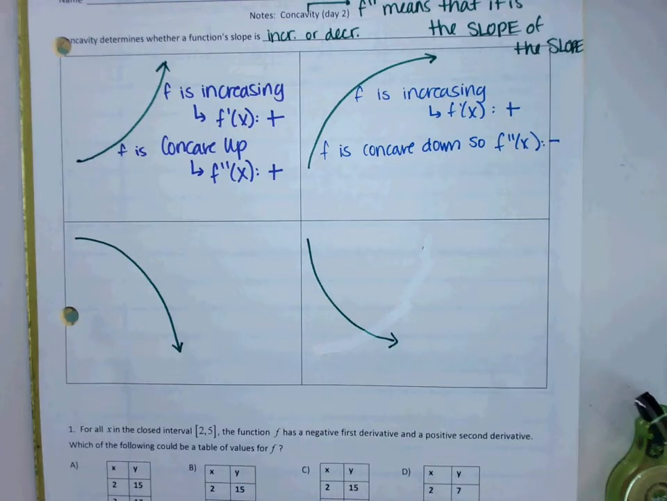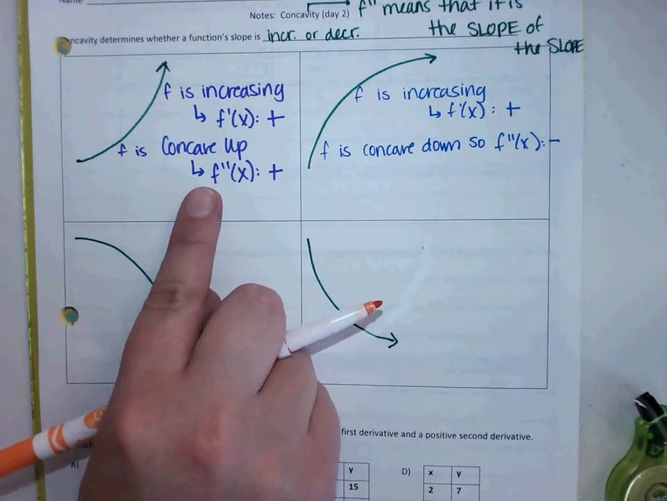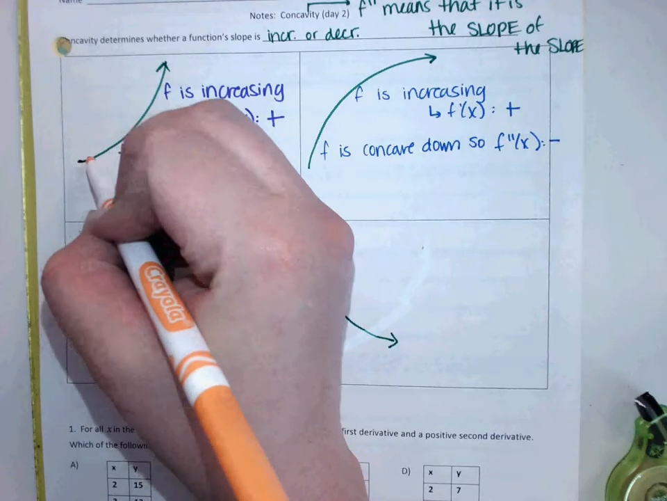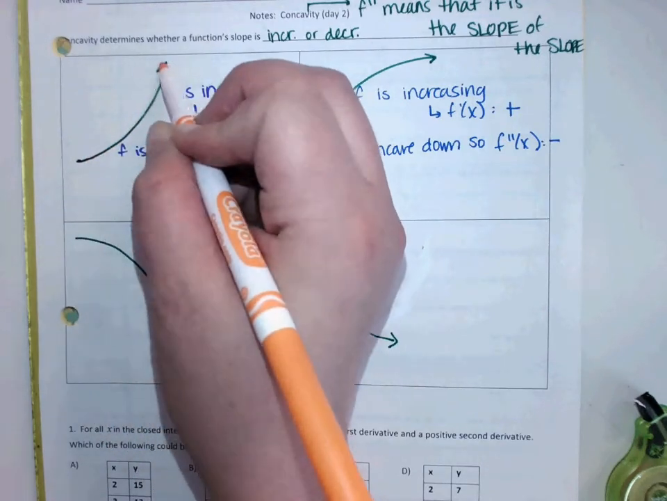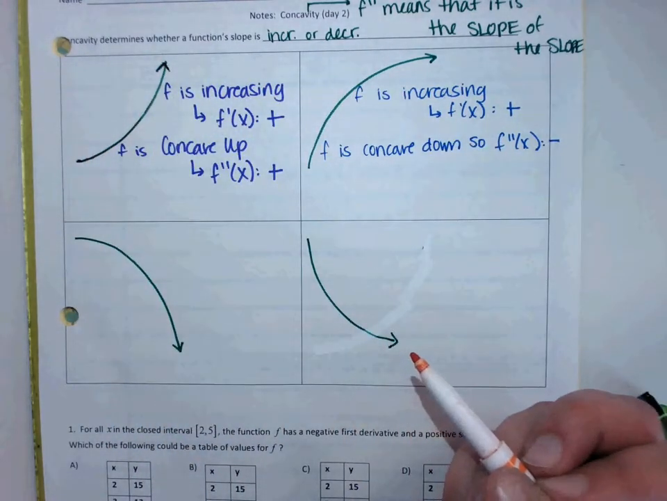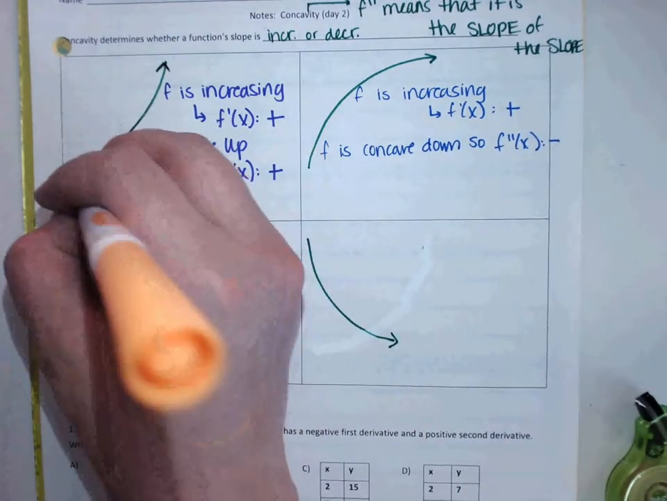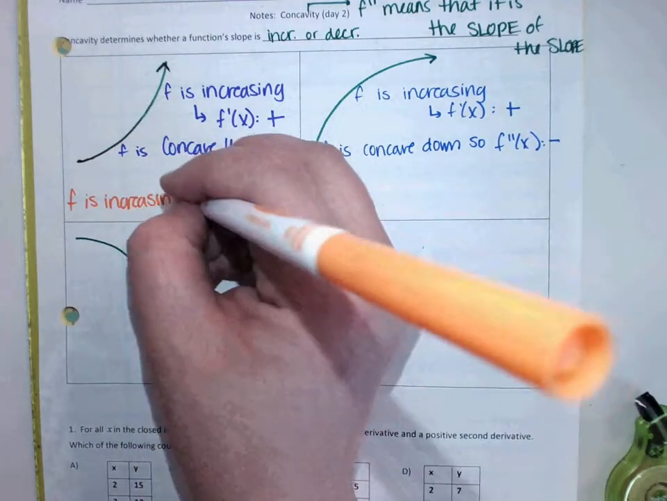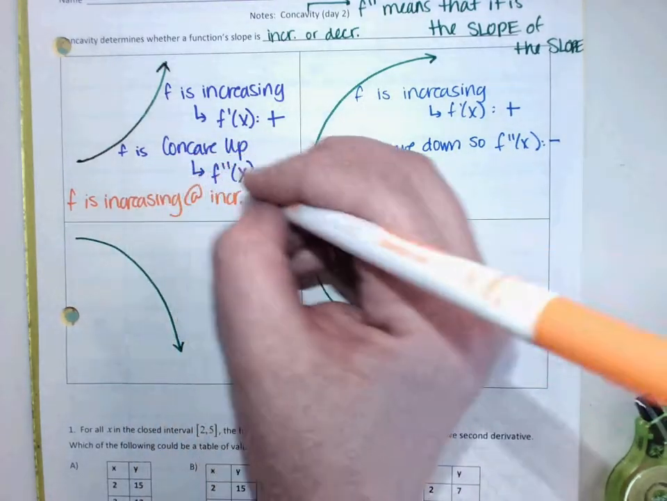Okay, good. Now, the sentence I want you to add to that you should have been able to do yesterday. For this graph, what is the slope doing if the second derivative is positive? The slope is increasing. Now, look at your graph. Does it appear that the slope is increasing? Yes. It's getting steeper. So I'm going to put f is increasing at an increasing rate.